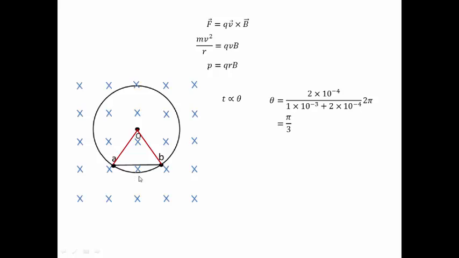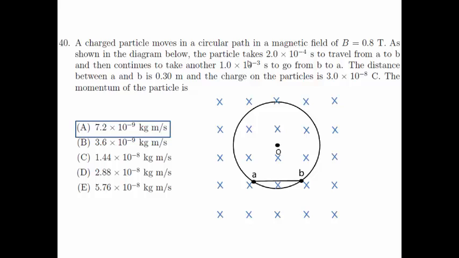Now by studying this triangle, we can get the geometrical relation between the radius r and the angle subtended from this equation: 2r sine pi over 6 equals the length between A and B, 0.3 meter. So from here we find that r equals 0.3 meter. Substituting r equals 0.3 meter as well as the values of q and B from the question into this equation, we get the final value of p equals 7.2 times 10 to the power negative 9 kg meter per second. Therefore, the answer to this question is A, 7.2 times 10 to the power negative 9 kg meter per second.